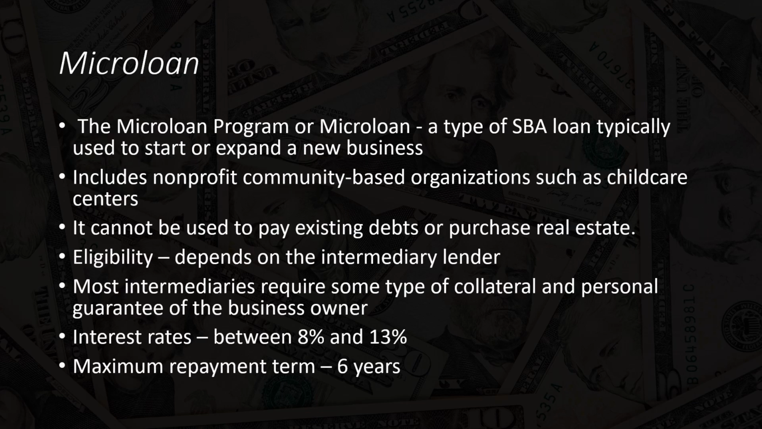Microloan. The microloan program is a type of SBA loan that is typically used to start or expand a new business, including nonprofit community-based organizations such as child care centers. Microloans cannot be used to pay existing debts or purchase real estate. Eligibility depends on the intermediary lender's own lending and credit requirements. However, most intermediaries will require some type of collateral and personal guarantee of the business owner. Interest rates for microloans are between 8% and 13%, having 6 years as the maximum repayment term.